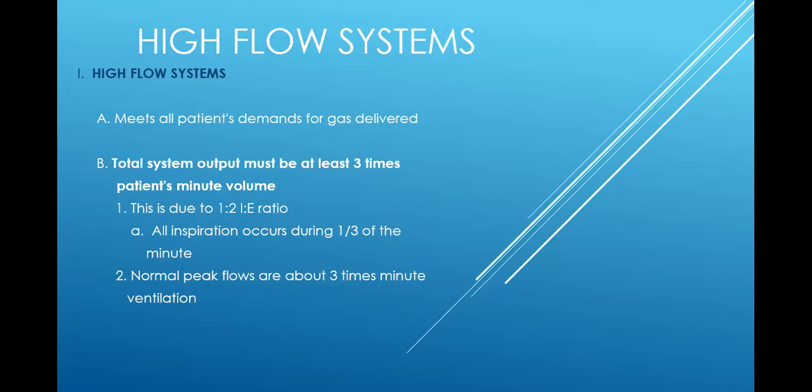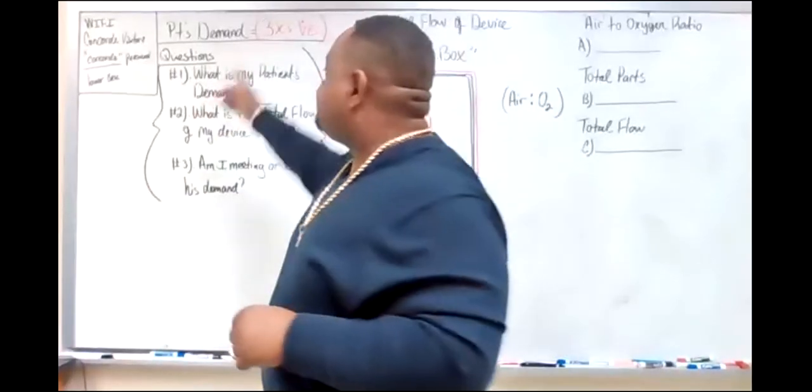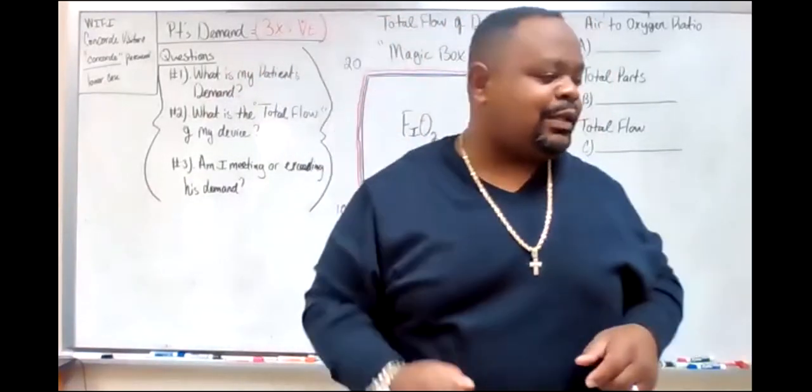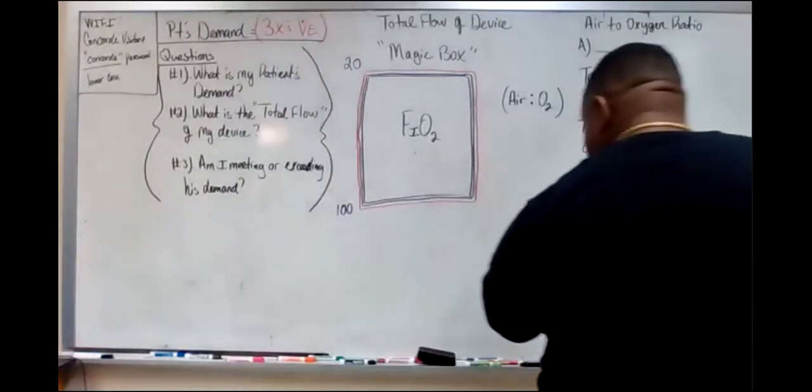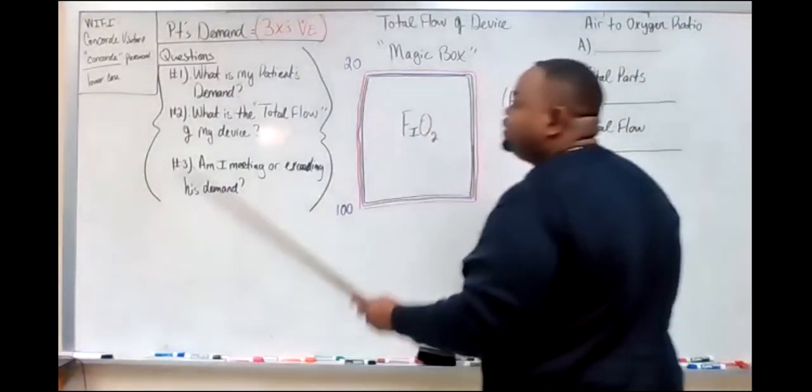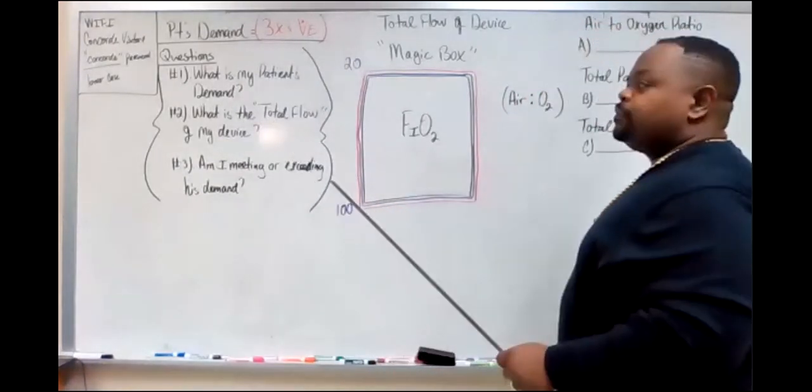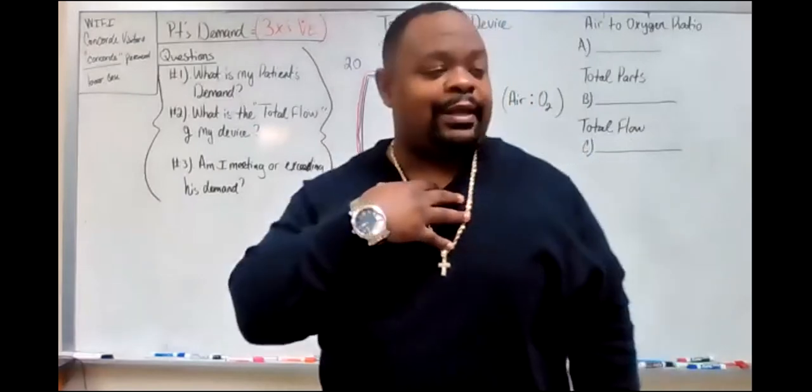Now, how do I know how much flow he needs? What if he can't talk? There's a formula for that, right? To find out what his flow is. Now, the book says a total system output must be at least 3 times the patient's minute ventilation. All right, so that is his demand. So everybody look up here. The patient's demand is 3 times minute ventilation. I need to be able to provide at least 3 times his minute ventilation. Okay, I gotta be able to do that.